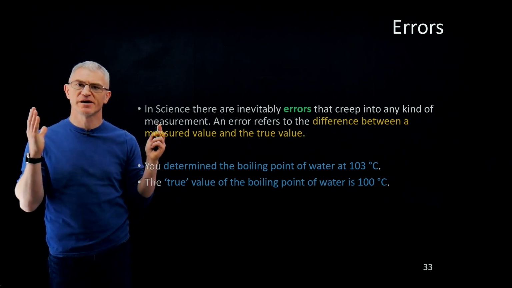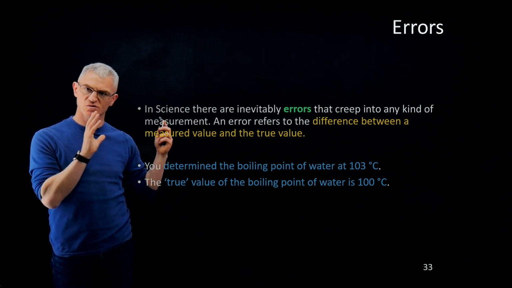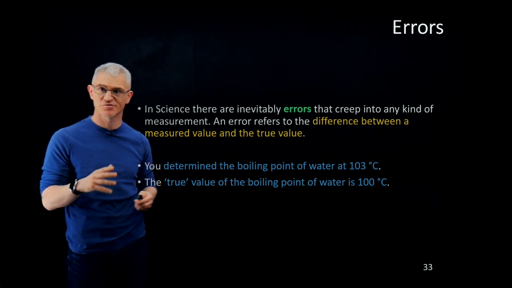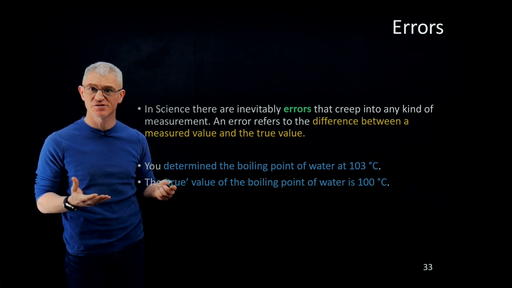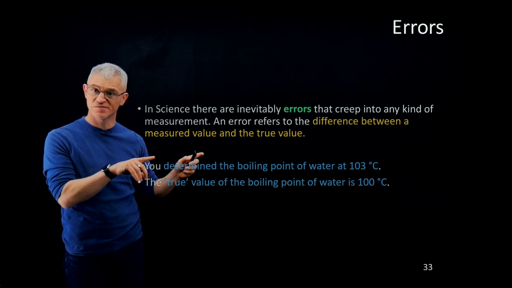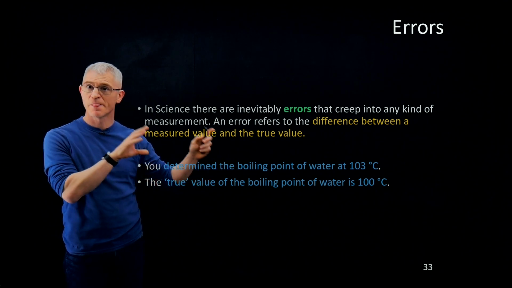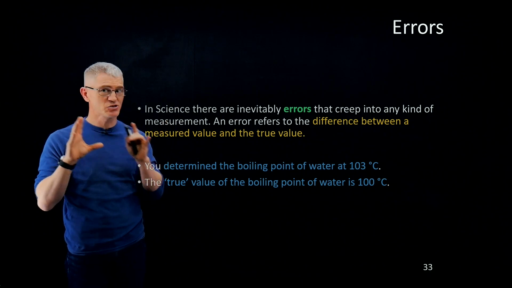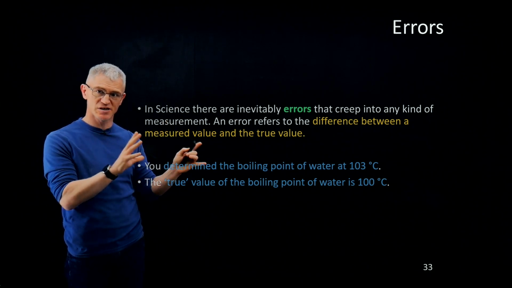In this video, we're going to talk about errors, and the types of errors that you might get, and we'll also talk about what precision and accuracy mean. In science, there are errors that creep into any experiment, and that refers to the difference between the measured value and the true value. So you want to get the true value, the one it actually is, but your measured value is often very different, and that's due to errors.